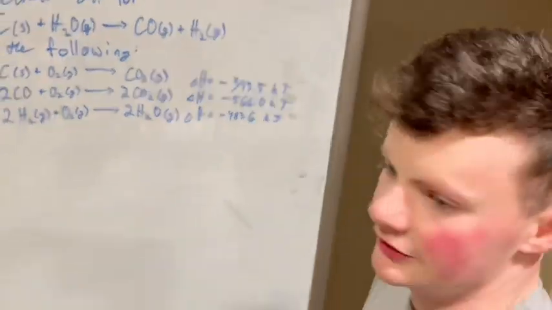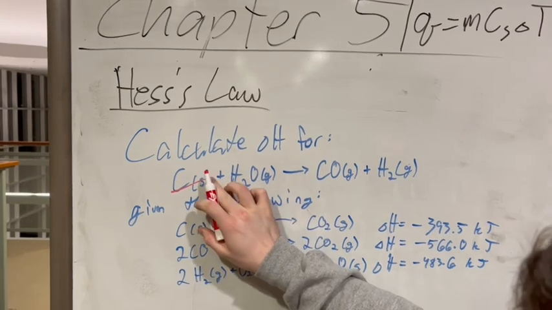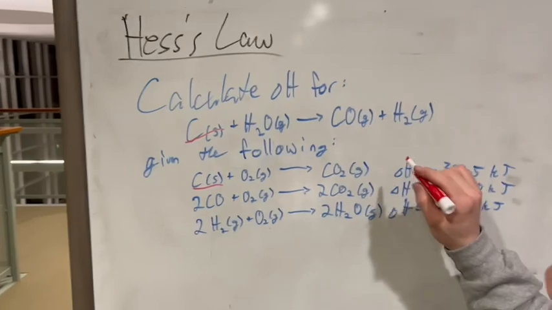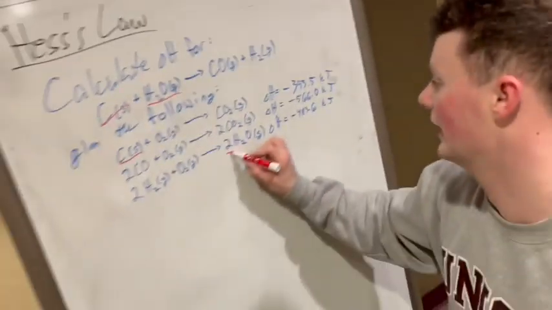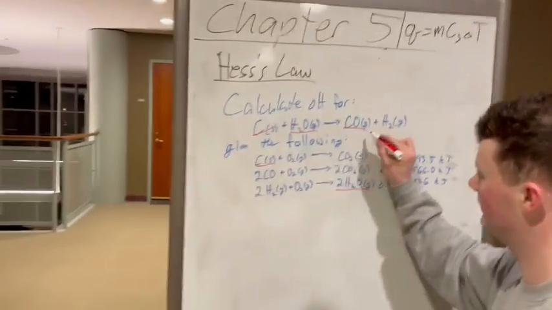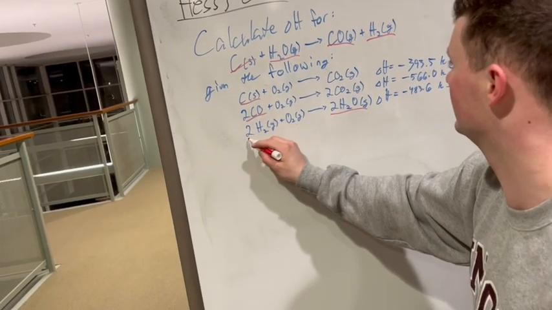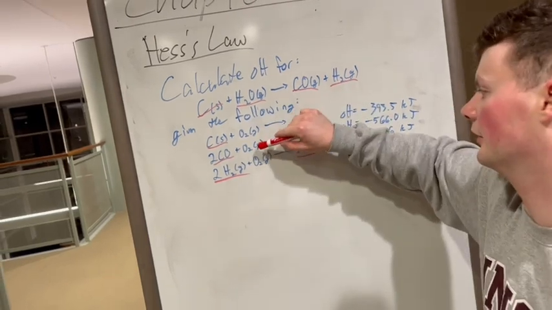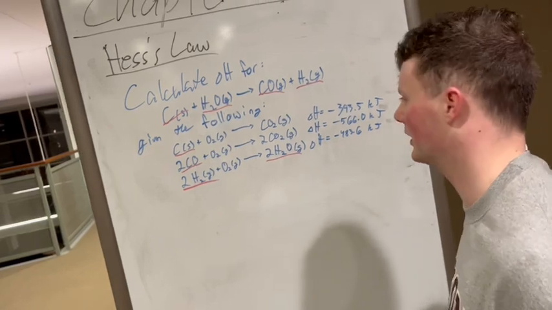So what you want to do is get a different color pen, and locate the ones that are in the final product. So you've got CS down here, and now we've got H2O, and H2O is down here. CO, we've got CO over here. And H2, we've got H2 over here. So left over, we've got CO2 and O2, which will most likely just cancel out. We'll worry about that at the end, but most likely they will cancel out.